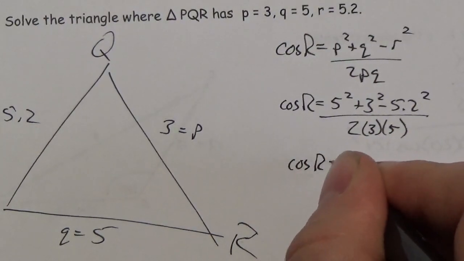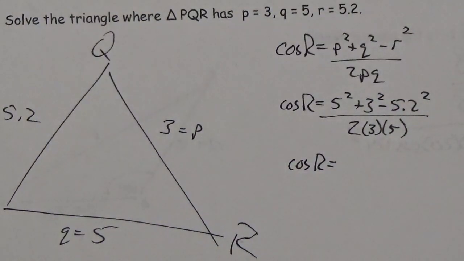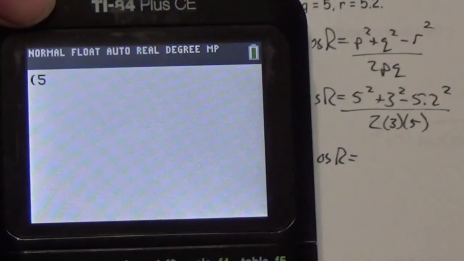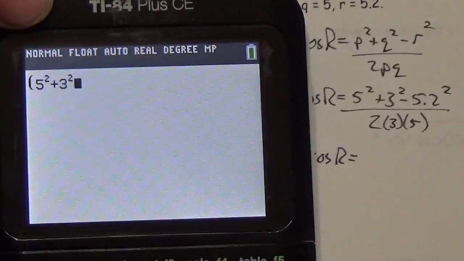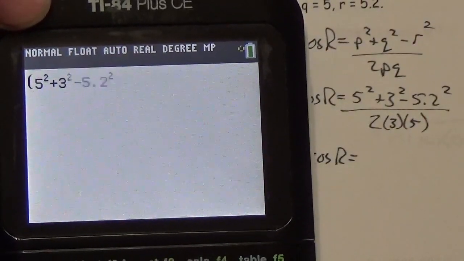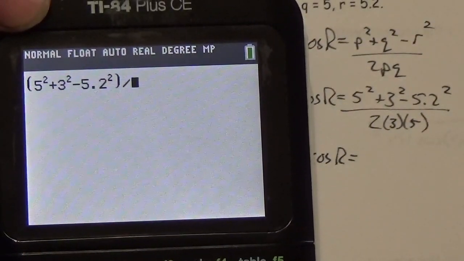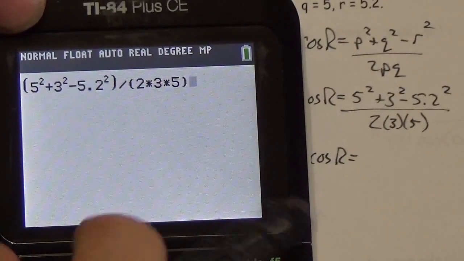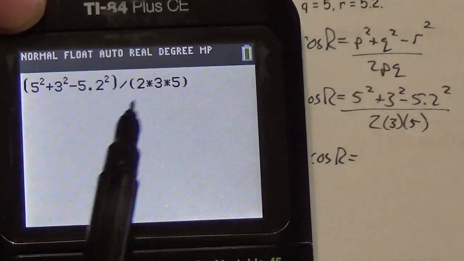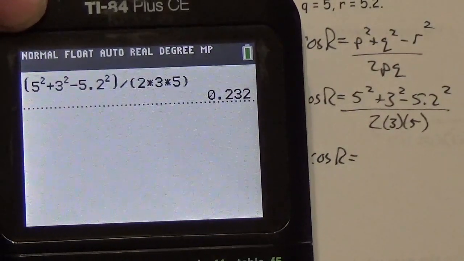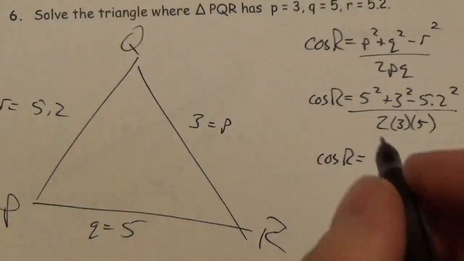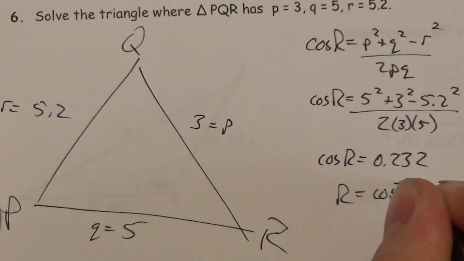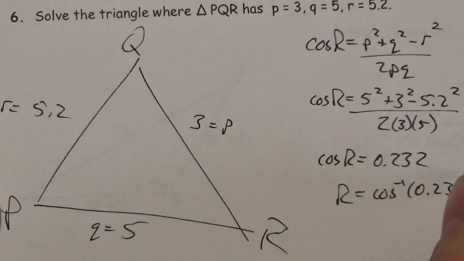So the cosine of r is going to equal, I'll pull up the calculator. Remember, put brackets there, so 5 squared plus 3 squared minus 5.2 squared. Close the brackets so that it does that part first. Divide, put brackets, 2 times 3 times 5, and again close the brackets because we want it to do that calculation before it does the division. Oh, and we get a relatively nice little decimal there, 0.232. So R will be the inverse cosine of 0.232.